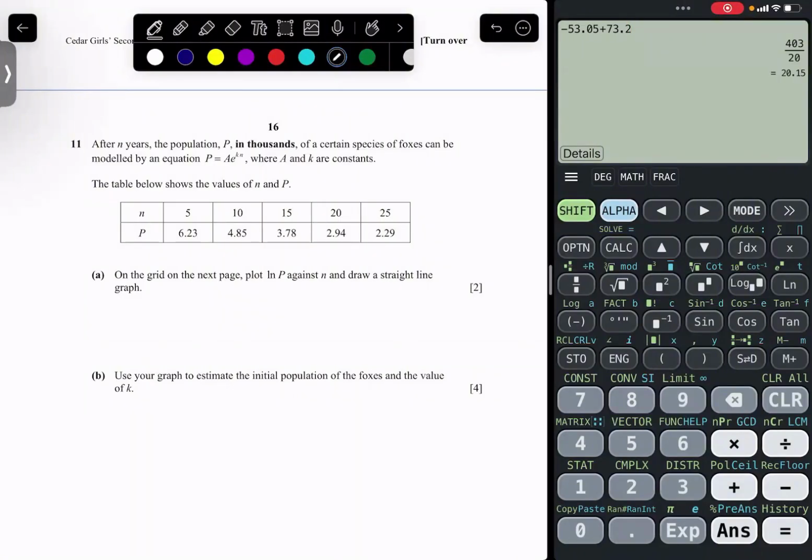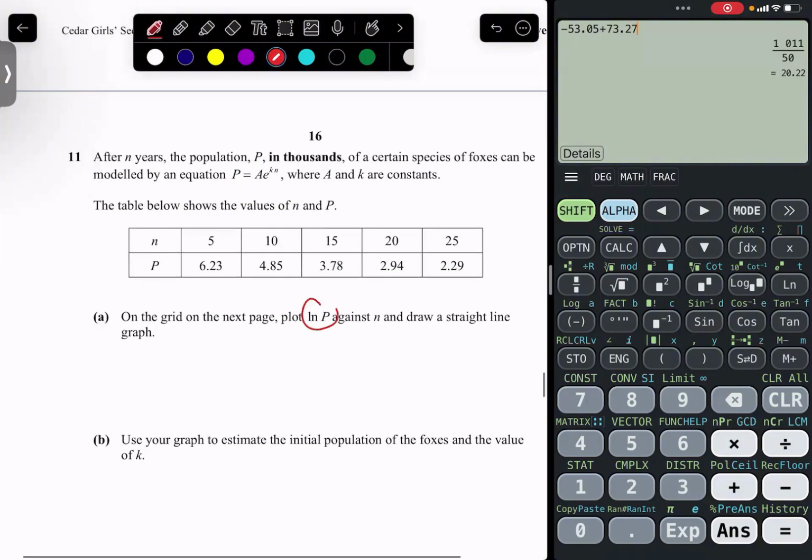After n years, the population P in thousands of a certain species of foxes can be modeled by the equation P equals Ae^(kn), where A and k are constants. On the grid on the next page, plot ln P against n and draw a straight line. So the question already tells you what axis to use, ln P against n. So that means I need to take ln on the equation.